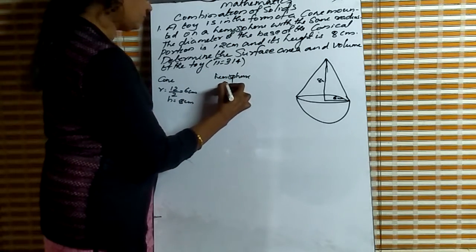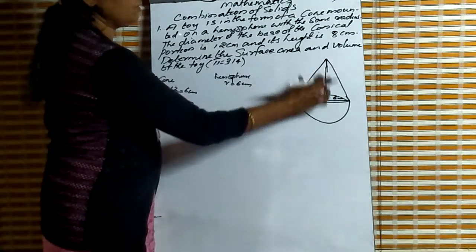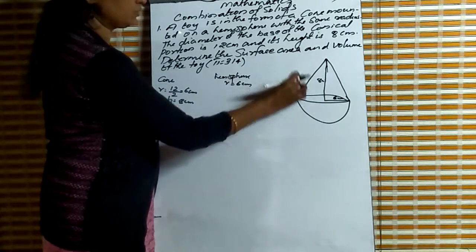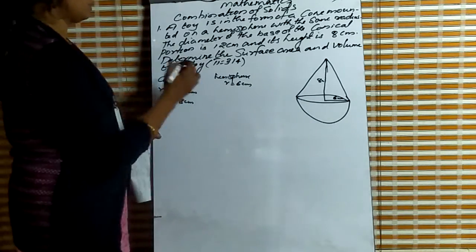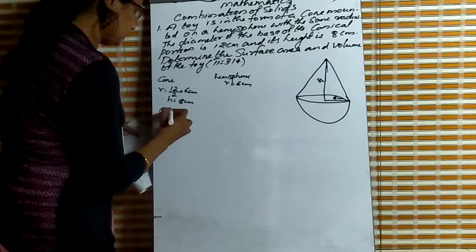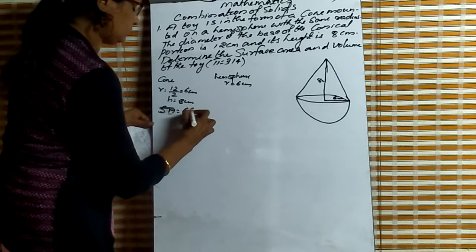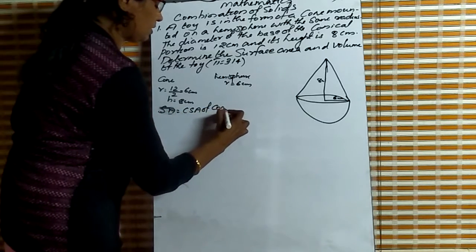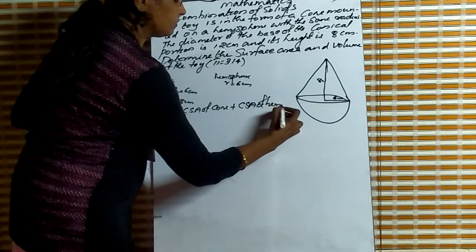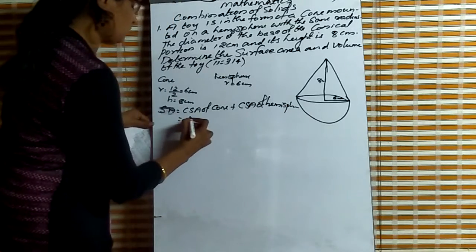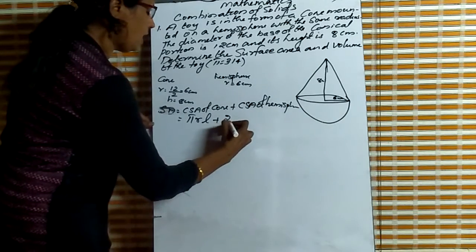Here the hemisphere's radius is also 6 cm. To find the surface area, first we have to find the surface area of these two. Surface area is equal to CSA of cone plus CSA of hemisphere. What is CSA of cone? Pi r L plus CSA of hemisphere is 2 pi r square.